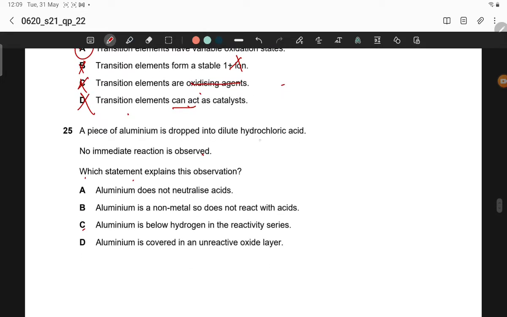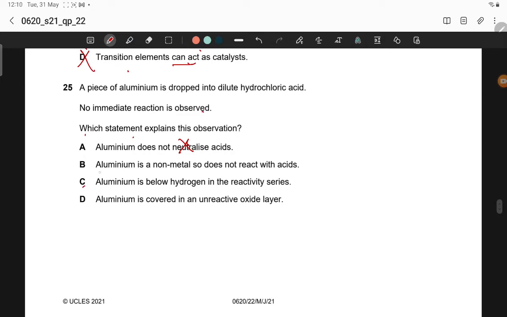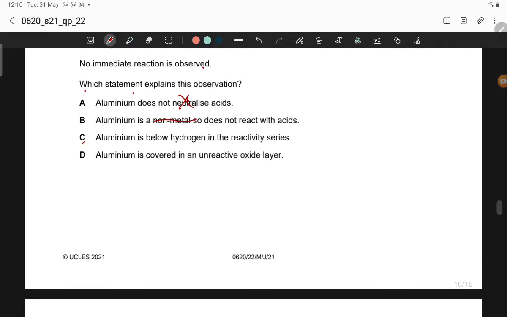A piece of aluminum is dropped into dilute hydrochloric acid. No immediate reaction is observed. Which statement explains this observation? Aluminum does not neutralize acid. It is incorrect. It will neutralize acids. Aluminum is non-metal, so does not react with acid. No, it is not non-metal, it is metalloid. It reacts with acid, so it is also incorrect. Aluminum is below hydrogen in the reactivity series. Aluminum is above hydrogen in the reactivity series, so it is also incorrect. Aluminum is covered in an unreactive oxide layer. Yes, this is correct.